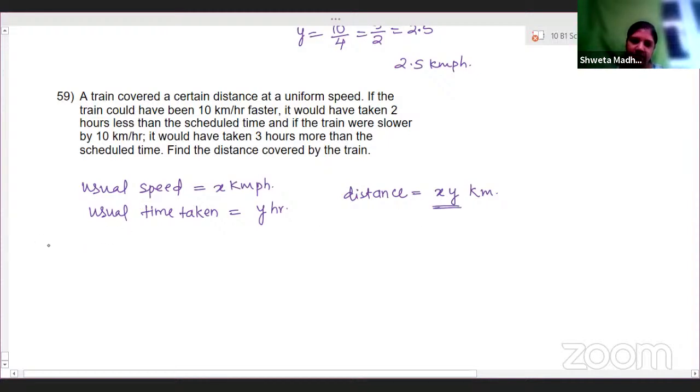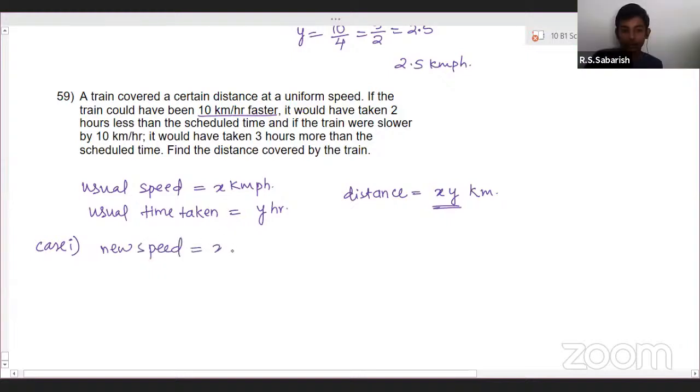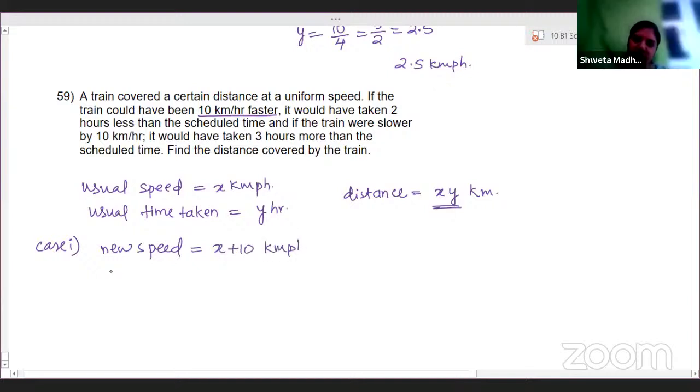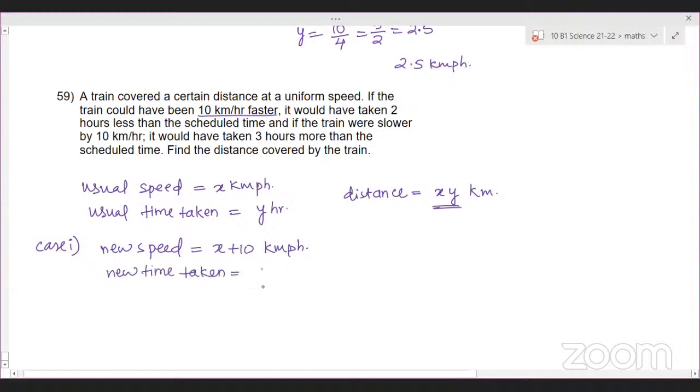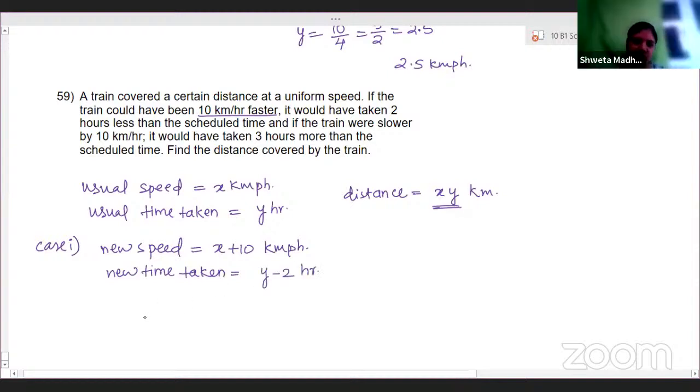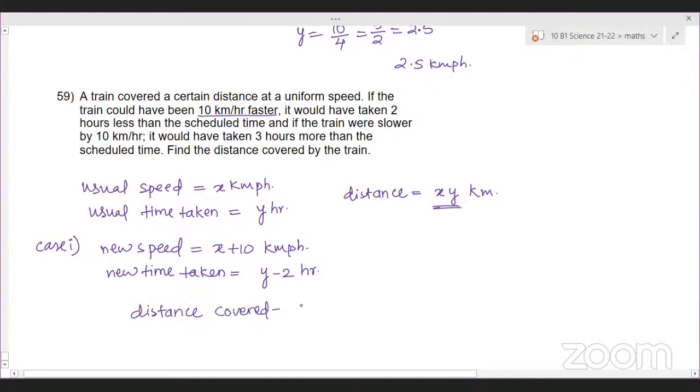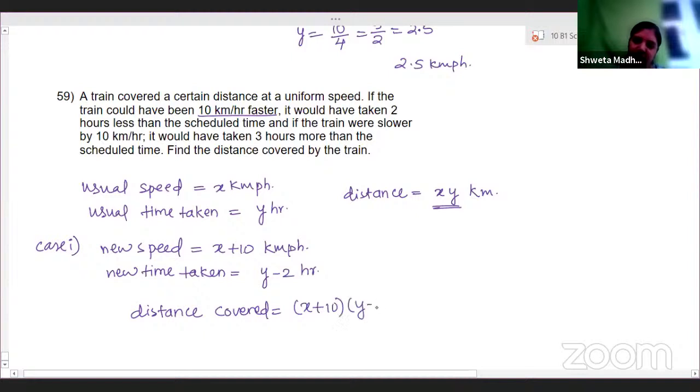So in case 1, the speed is increased by 10 km per hour. If the train is moving faster, obviously it will take less time to cover the same distance, right? So the new speed is x plus 10 km per hour. What is the new time taken? Y minus 2 hours. Then the distance covered with this speed and time is x plus 10 into y minus 2.